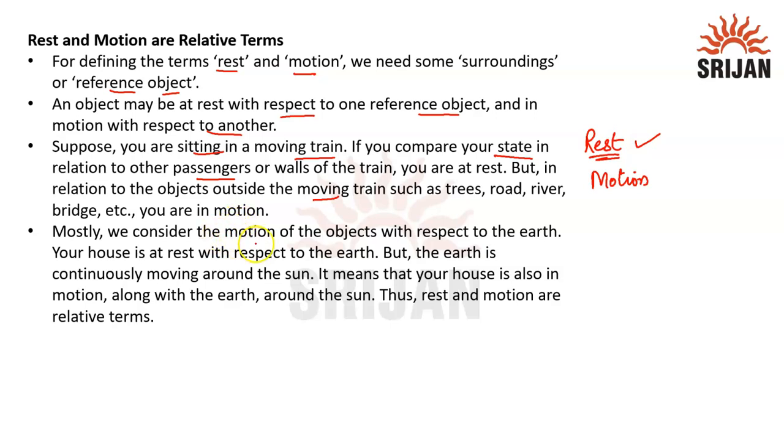And mostly we consider the motion of the objects with respect to the earth, like your house is at rest with respect to the earth, but the earth is continuously moving around the sun. It means that your house is also in motion along with the earth around the sun. So we can understand from here that rest and motion are relative terms.